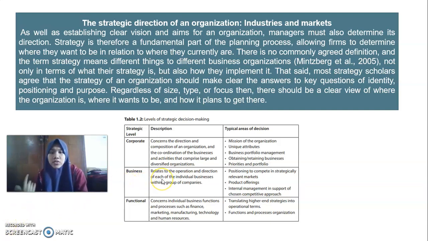Business level: relates to the operations and direction of each of the individual businesses within a group of companies. Typical areas of decision are competing in strategically relevant markets, product offerings, and internal management in support of the chosen competitive approach. Functional: concerns individual business functions and processes such as finance. Typical areas of decision are translating higher-level strategies into operational terms, functions, and process organization.